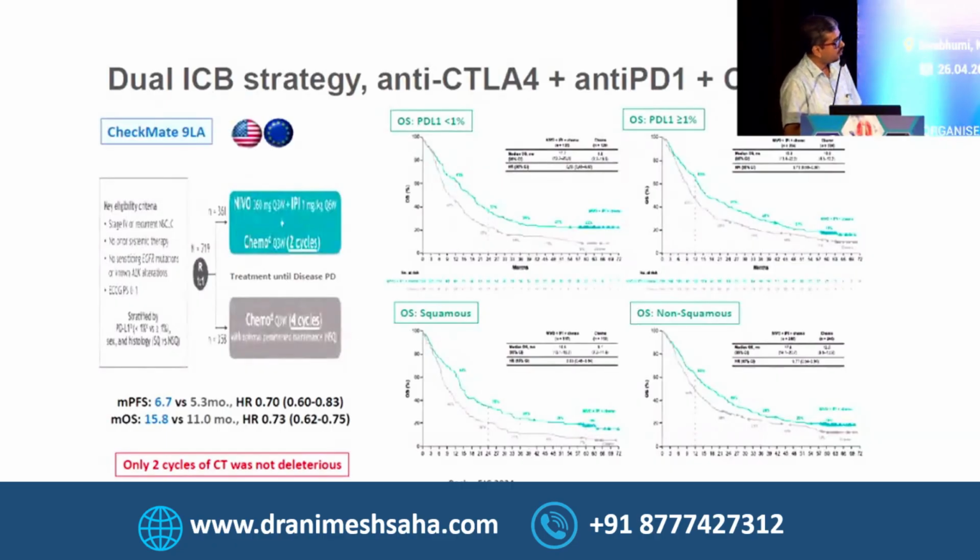So the subgroups of CheckMate 9LA: PD-L1 less than 1%, PD-L1 more than 1%, squamous histology versus non-squamous histology. Only 2 cycles of chemo are allowed in this study. If the patient is very cachectic and not able to tolerate complete cycles of chemo, you can give the 2 cycles and then follow with the Nivo-EP combination. And it showed that the benefit was there irrespective of the histology as well as the PD-L1 status.